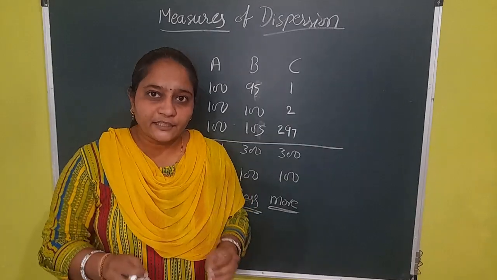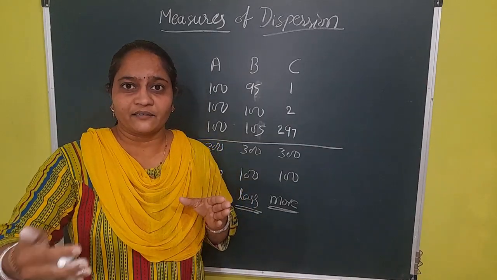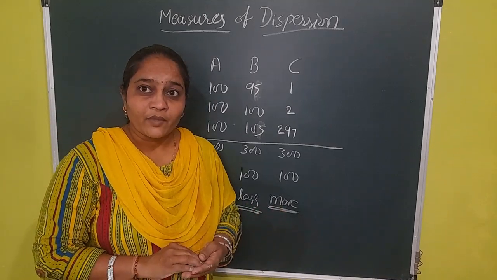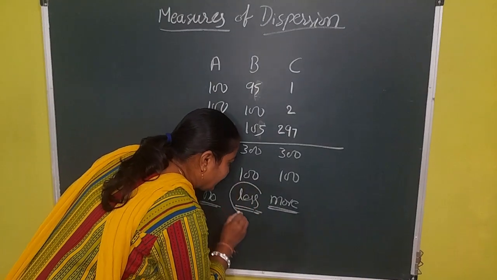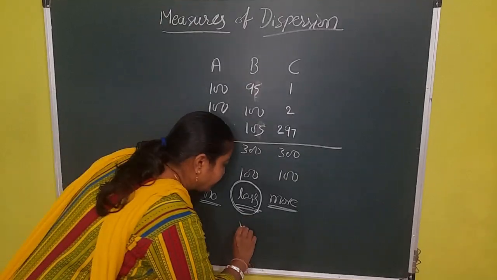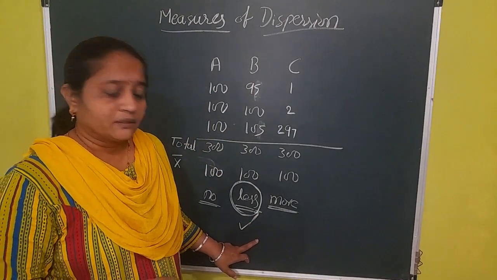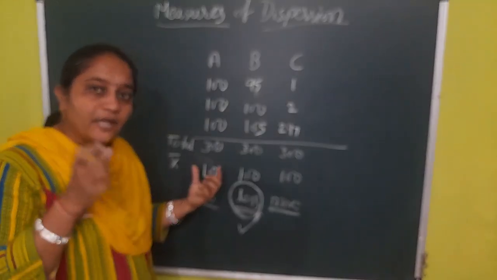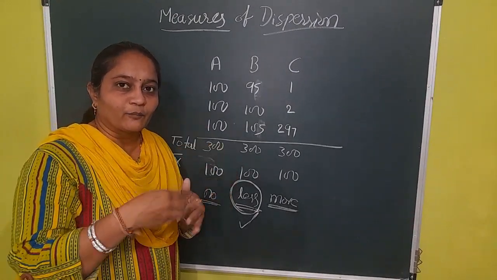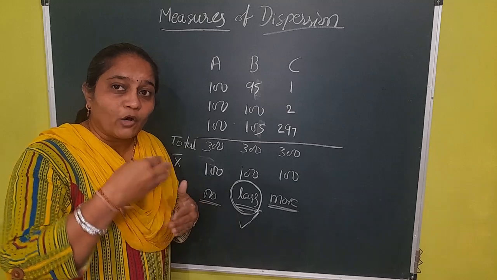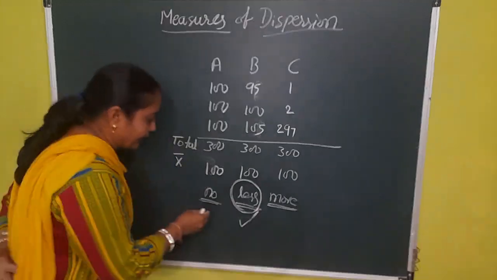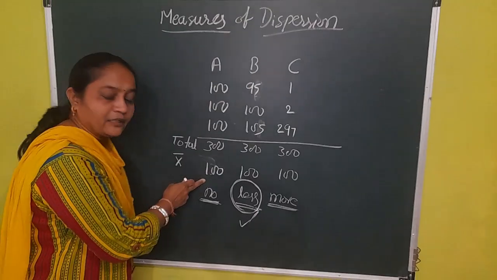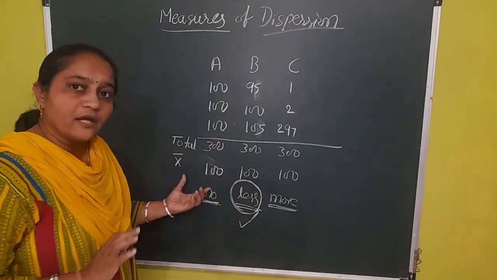We are only going to study how much scatter there is. Always remember which one has less scatter: that is called reasonable. If we find how far every data value is from the average, and B has all values near the average.